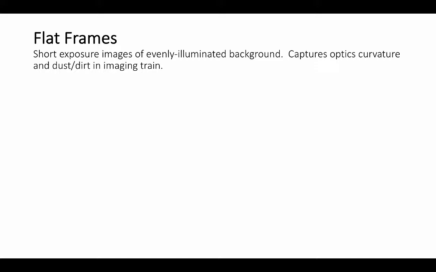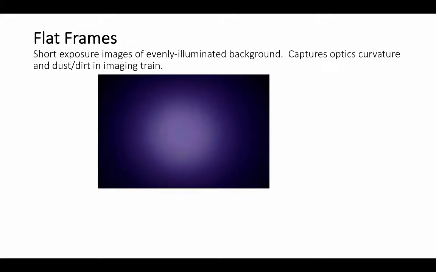The imaging train is basically everything between the sensor on the camera and the objective lens of the telescope. So you have the sensor itself, you may have filters in the path, you have the objective lens, and then ultimately you're shooting the object in the night sky. Here is a stretched version of what a flat frame looks like, and this is the vignetting that I'm talking about. It's that circular ring that you end up seeing that represents the curvature of the optics.